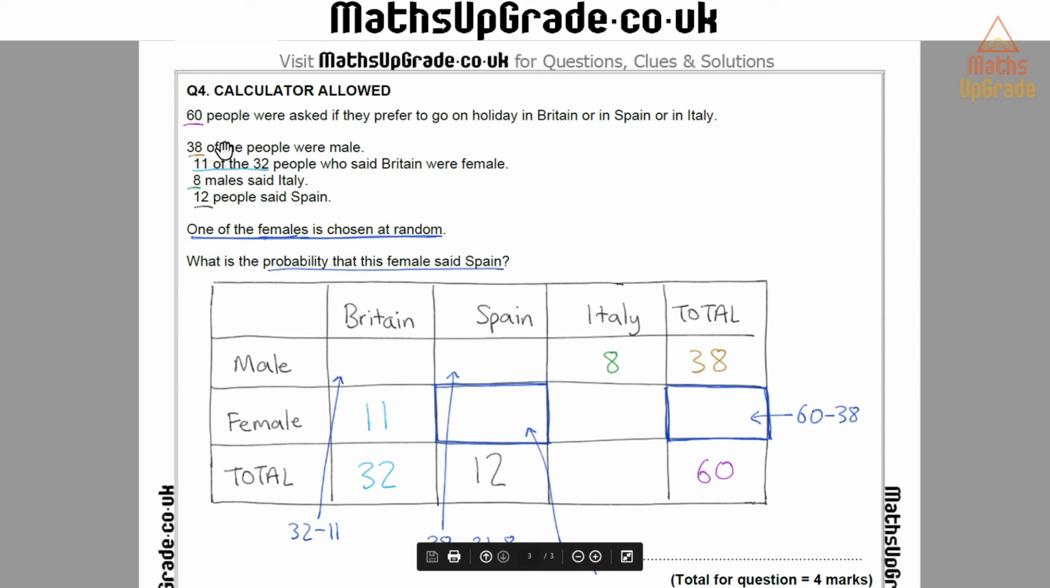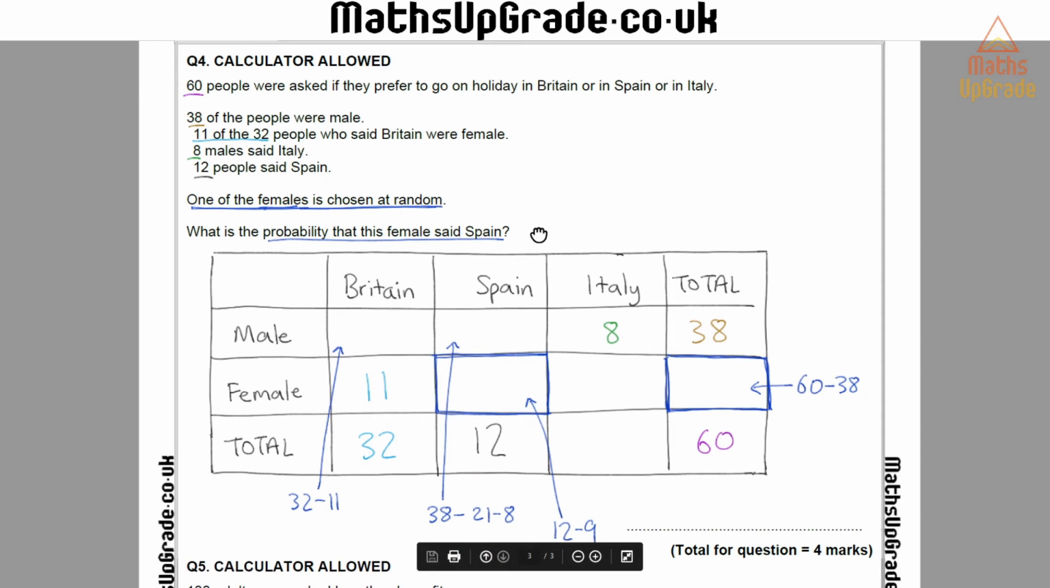60 people were asked if they prefer to go on holiday in Britain, Spain or Italy. So 60 is the total. 38 people were male. 11 of the 32 people who said Britain were female. So 32 people said Britain, 11 of them are female. So 32 total is Britain, 11 Britain said female. So 8 males said Italy, and 12 people said Spain. So total for Spain was 12.